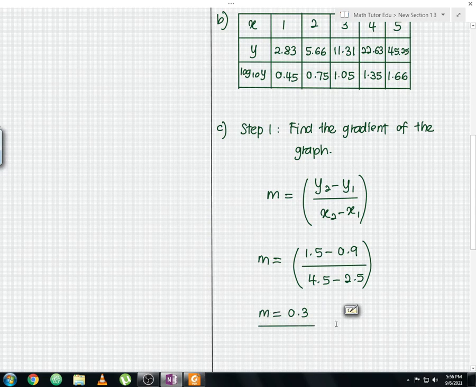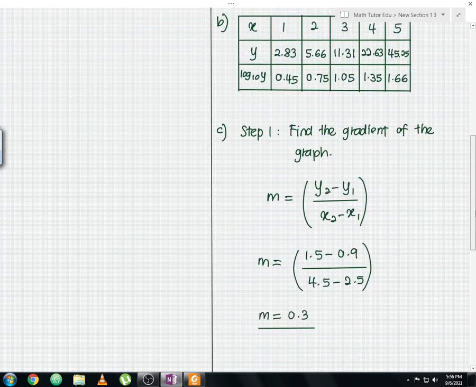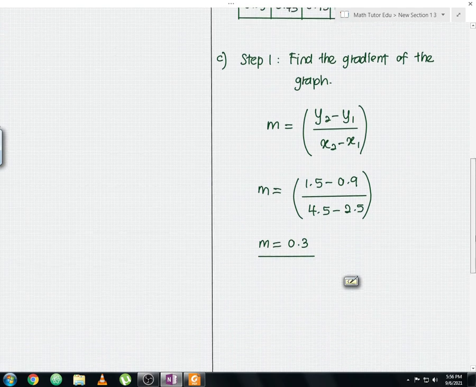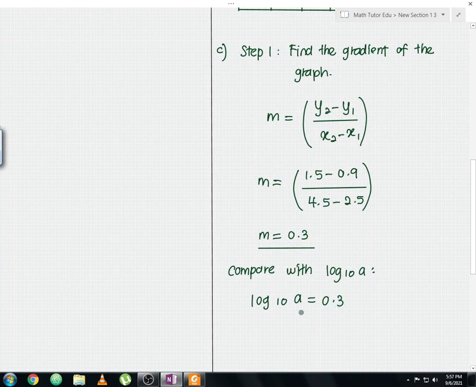For the next step, we're going to compare the gradient of the straight line that we have obtained directly from the graph with the gradient of the straight line that we have obtained from the equation, which in this case is log 10a. So this log 10a we're going to compare with 0.3. I hope you are clear about this. So for the next step, compare with log 10a. From here, log 10a is equal to 0.3.